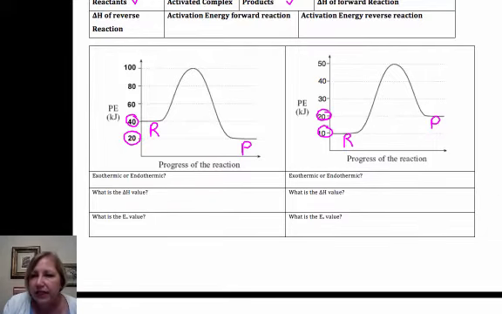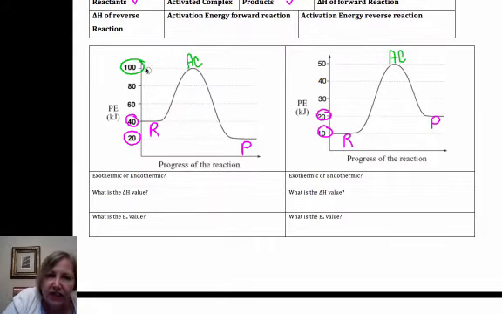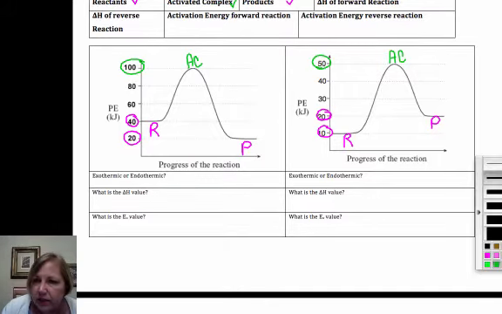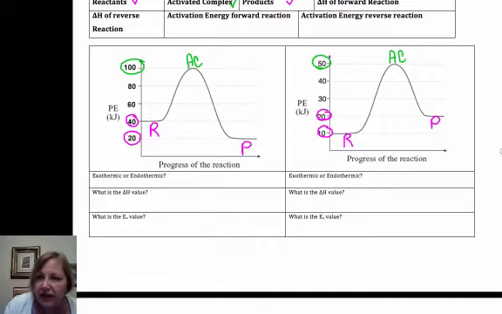Now, the next thing it asks us to do is the activated complex. Remember, your activated complex is up at the top of the hill. So for my first one, the potential energy of my activated complex is 100. For this one, it's 50. So we've just directly put those on the graph. The other ones are all differences in energy. So let's take a look at what we have here.